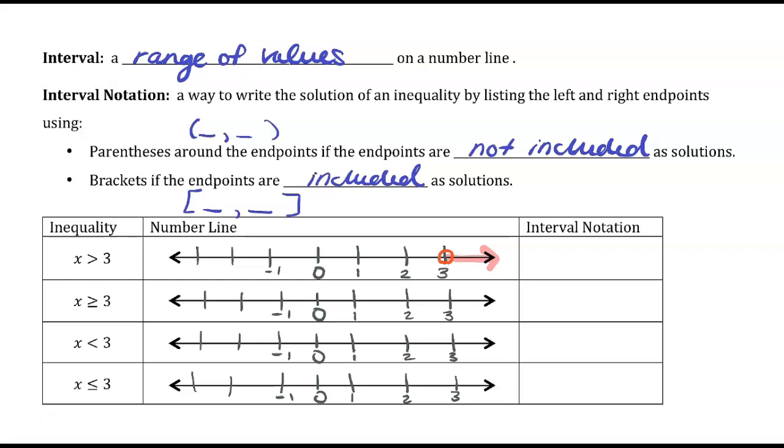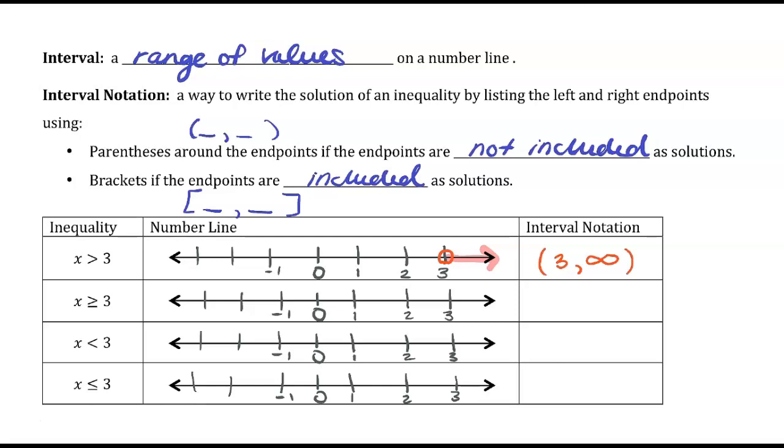In interval notation, I need to write the left endpoint and the right endpoint. And since the endpoint here of 3 is not included, I need to use parentheses. The left endpoint of my interval is 3. The right endpoint of my interval is infinity. It goes on forever. So we just notate that with an infinity symbol.